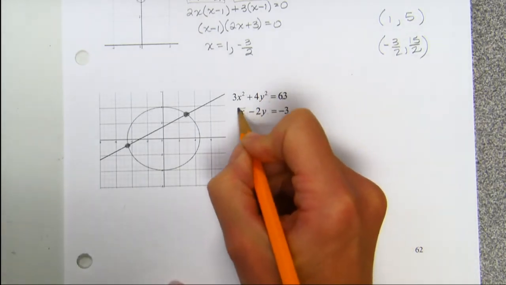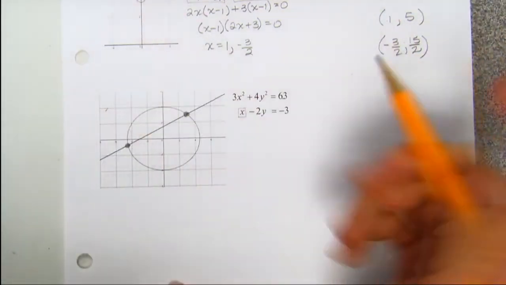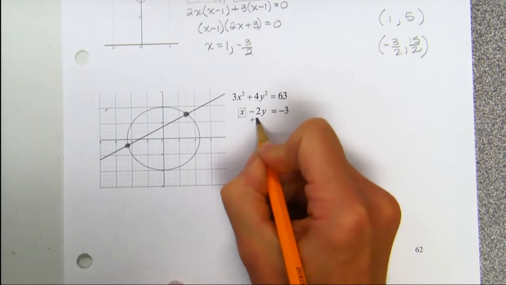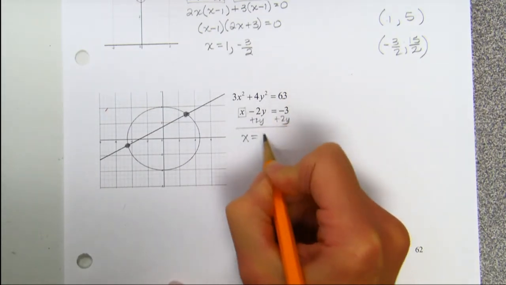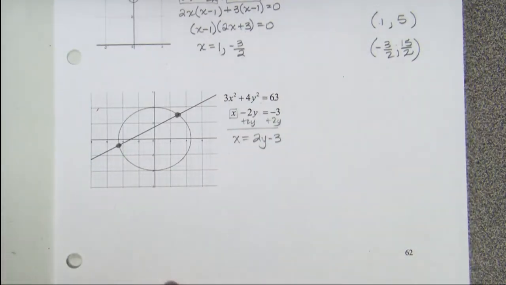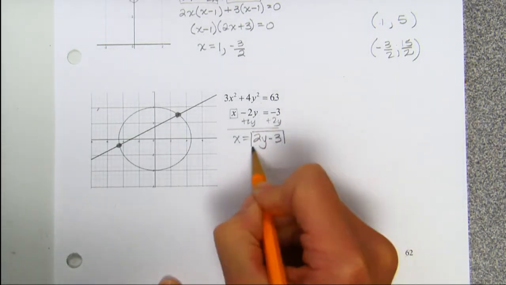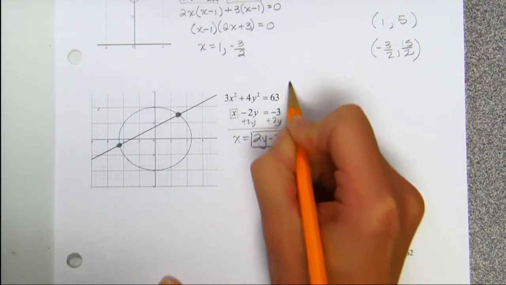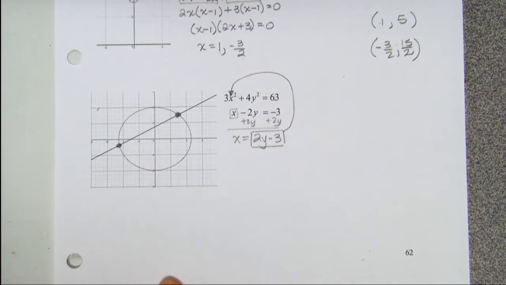The x is all by itself. Let's go ahead and solve for the x. It's going to be the easiest variable to solve for. I'm going to add 2y to both sides. Now, if x is equal to 2y minus 3, the substitution method says, hey, if x is equal to this, can't we change the x in the other equation to 2y minus 3?